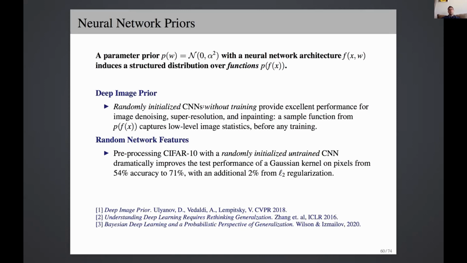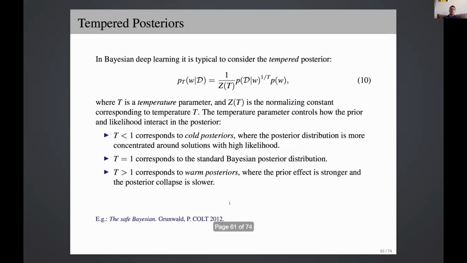In the Rethinking Generalization paper, they showed that pre-processing CIFAR-10 with a randomly initialized, untrained convolutional neural net dramatically improves the test performance of a Gaussian kernel on pixels from 54% accuracy to 71% accuracy, with only an additional 2% from L2 regularization, which is like tuning this alpha parameter. So all this is saying is that random samples from this distribution over functions that we get through this generic distribution over parameters are actually pretty reasonable in a lot of ways. They're doing something quite interesting. They're allocating mass to good solutions in general.